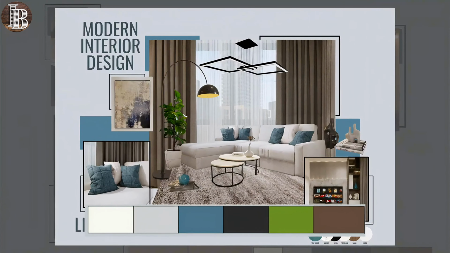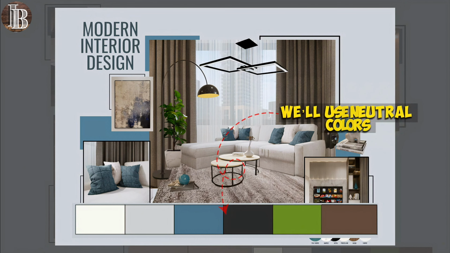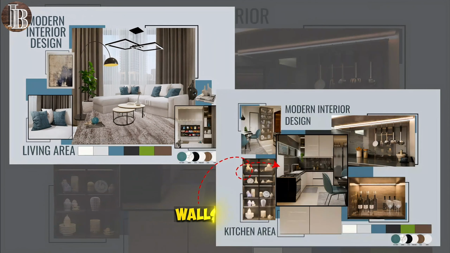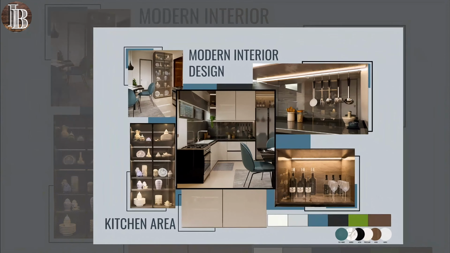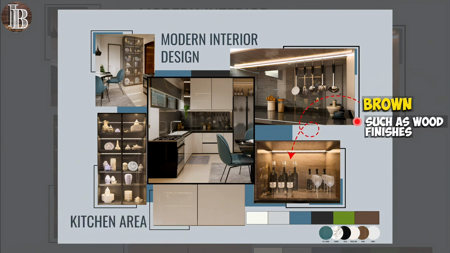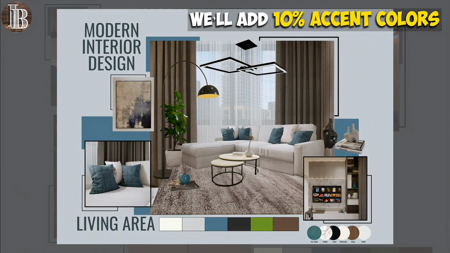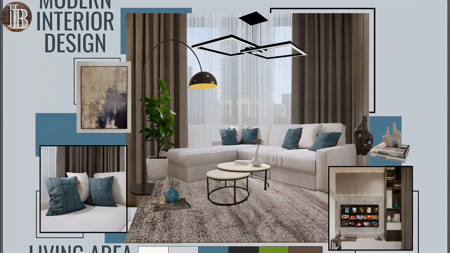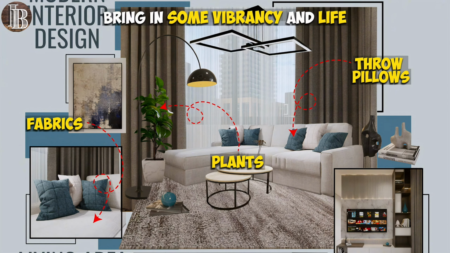We'll start with the color palette. For this modern interior, we'll use neutral colors as the base. White and cool gray will cover about 65% of the space, including the walls, flooring, ceiling, rug, and other decor. Next, 25% of the design will feature warm tones like brown, such as wood finishes, and charcoal black for added depth. Finally, we'll add 10% accent colors, such as teal, blue, and green. These will be used for throw pillows, fabrics, and plants to bring in some vibrancy and life.